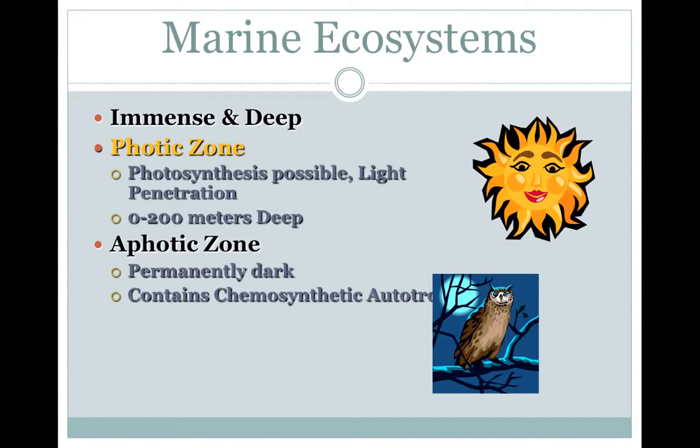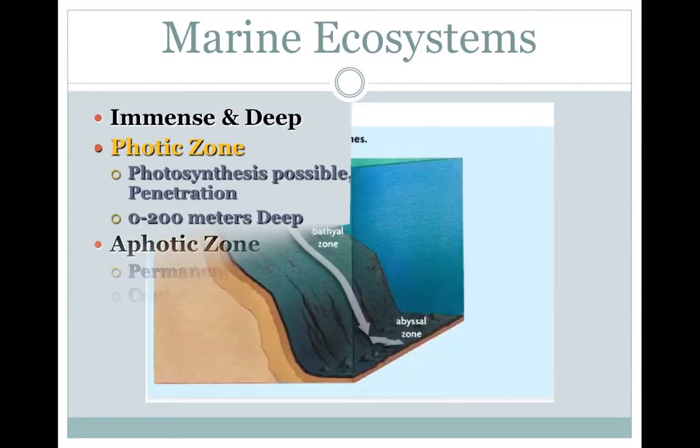You have the photic zones, and photos means light, and these are just areas where photosynthesis is possible and there's light penetration. That light will only go down to 200 meters at its maximum, and this is in crystal clear water. Now, below that photic zone, we have the aphotic zone, which is permanently dark, and it must get its energy from chemosynthetic organisms, or it can get different carbon compounds that come down in the water from up above it.